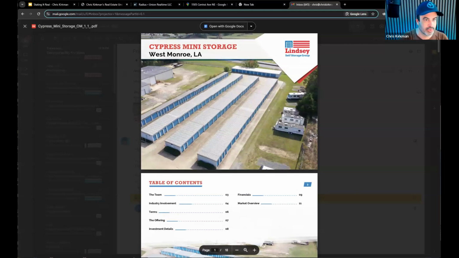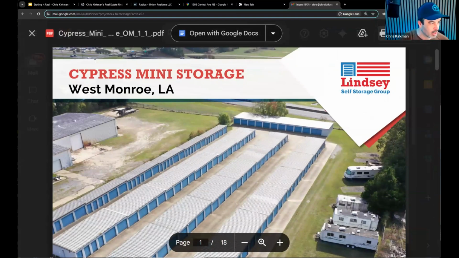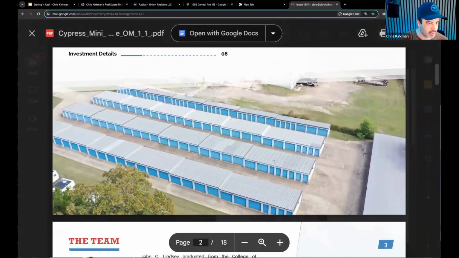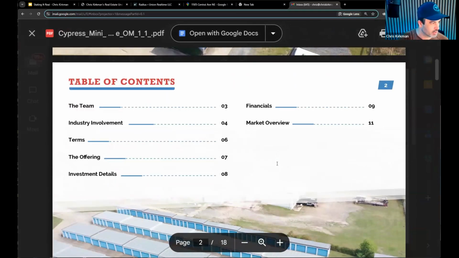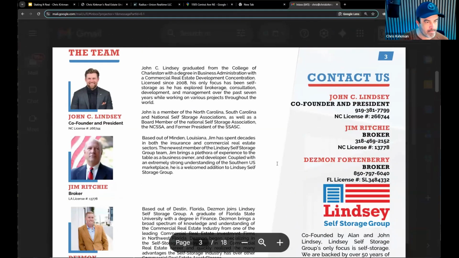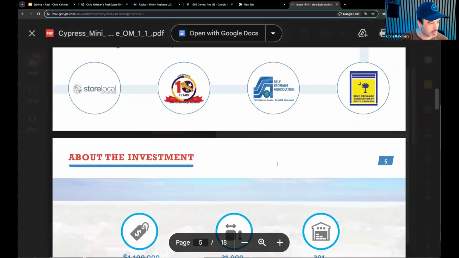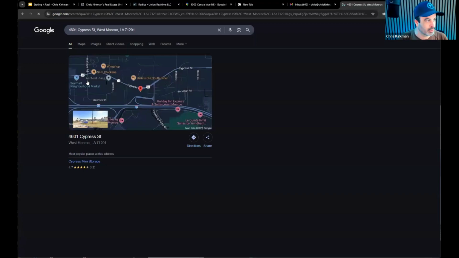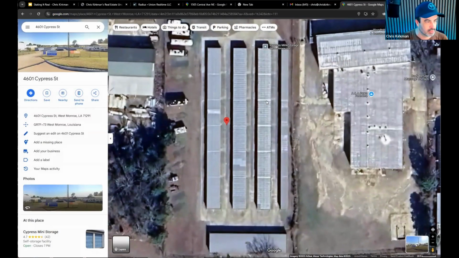Cool. So we're going to zoom in on this guy here. Okay. Cool. All right. So we got Cypress Mini Storage. Looks pretty nice. What we're going to do is grab the address real quick here. Where do I see the address? There we go. 12 and 10 mile radius. Okay, cool. Grab this guy. Go into Google real quick. Looks pretty good. Grab that. Click on that. Cool. Storage looks great.